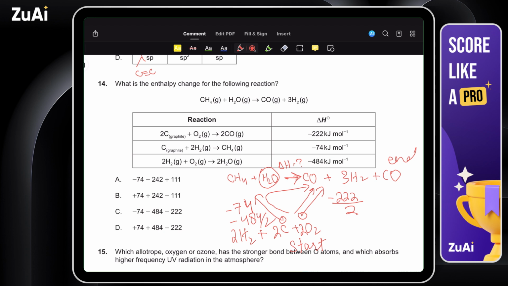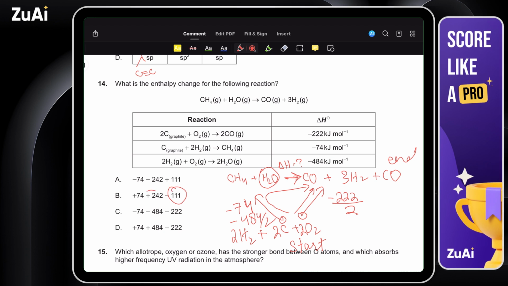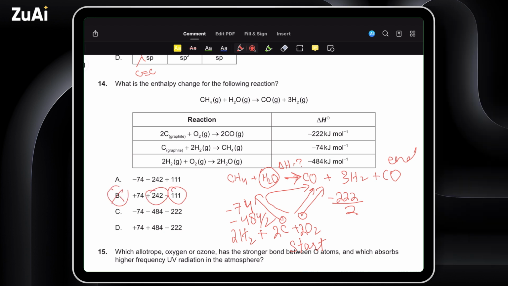So the direct route is equal to the sum of the indirect. So 484, 74 stays the same. Half of this is 111, and half of this is 242. So that's why B is the answer. It becomes negative 242, negative 74 plus delta H is equal to negative 111. So delta H is equal to negative 111 plus 74 plus 242. That's why B is the answer.